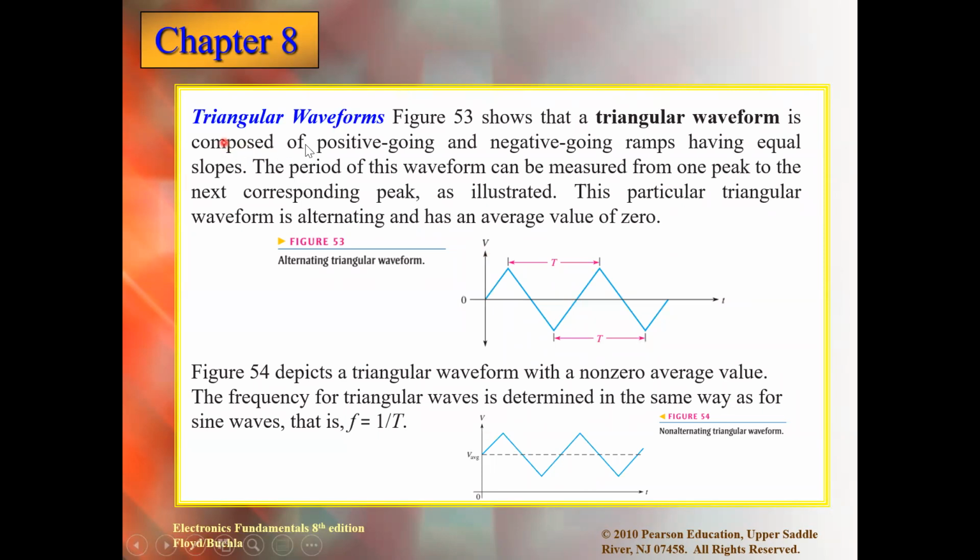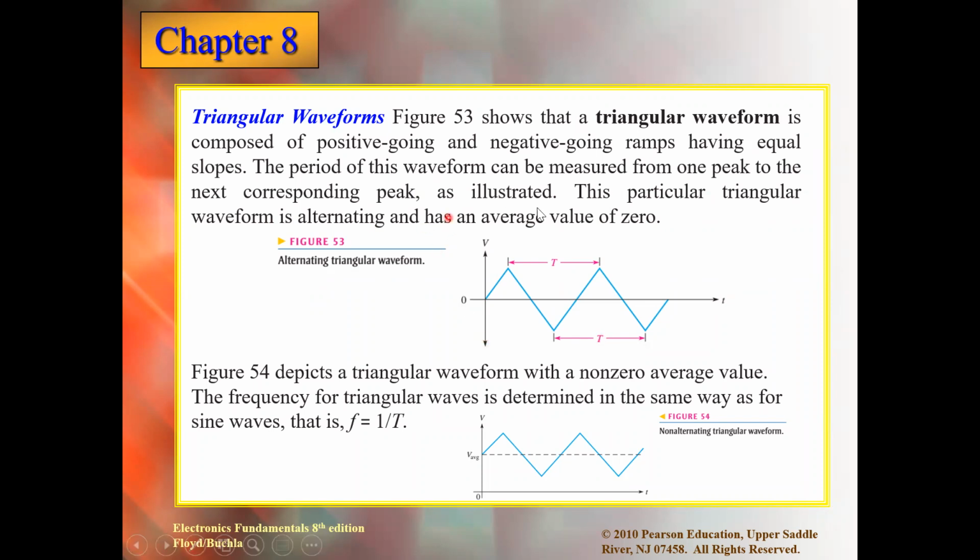Next in this category is the triangular wave. Triangular wave is something like that. The triangular waveform is composed of positive going and negative going ramps having equal slopes. The period of this waveform can be measured from peak to the next corresponding peak, like here. This particular triangular waveform has an average value of 0, because half is above the axis and half is below the axis. So definitely the average will be 0.